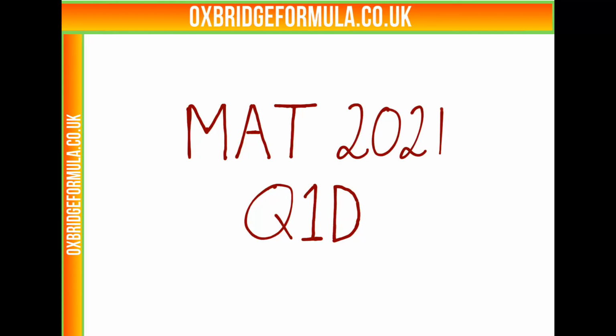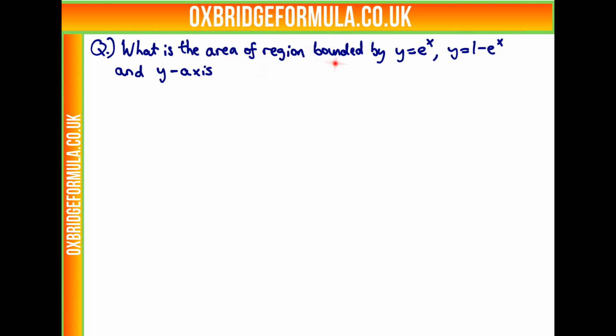This is Matt, 2021, question 1D. We want to work out the area of the region bounded by y is equal to e to the x, y is equal to 1 minus e to the x, and the y-axis. So first let's try and draw this region.